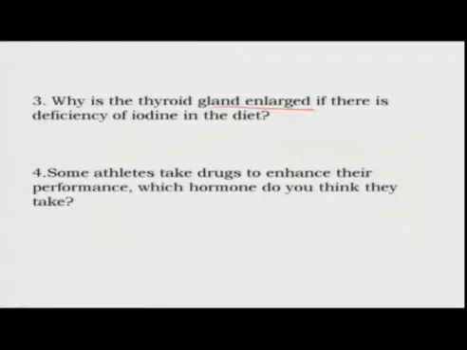And what does the thyroid stimulating hormone do? It causes the thyroid gland to become bigger in a futile effort to try and make more thyroid hormone, and therefore you get an enlarged gland when you have a deficiency of iodine in the diet. And the fourth question is, you might have heard of this.